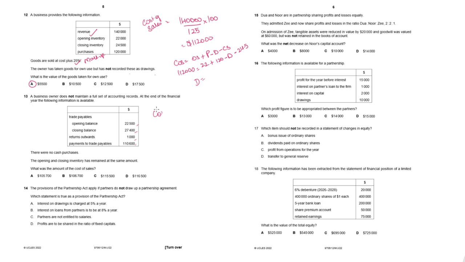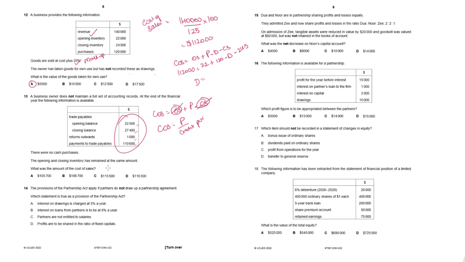So for cost of sales, the formula is opening stock plus purchases minus closing stock. They're telling you that the opening and the closing inventory are exactly the same, so this anyway gets cancelled. In this case, cost of sales is equal to the value of purchases, and since there are no cash purchases, this only means the value of credit purchases.